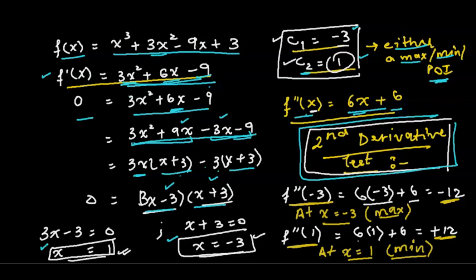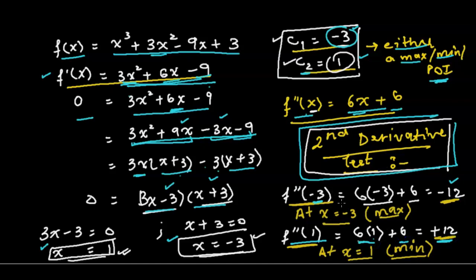To conduct the second derivative test, all we have to do is just plug in the critical number into the second derivative equation. So we use the second derivative equation of 6x + 6 and sub in −3 in the equation. We get 6 times −3 plus 6, which is −12, whereas when we substitute 1 in the equation, we get 6 times 1 is 6, plus 6, which is 12.